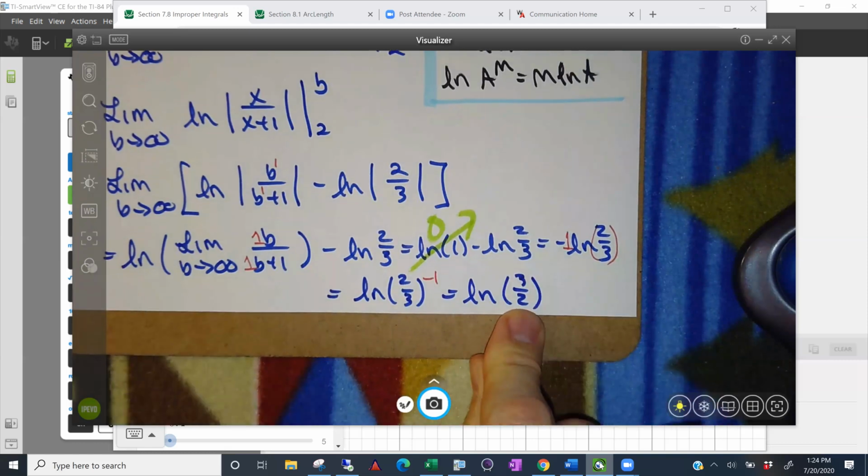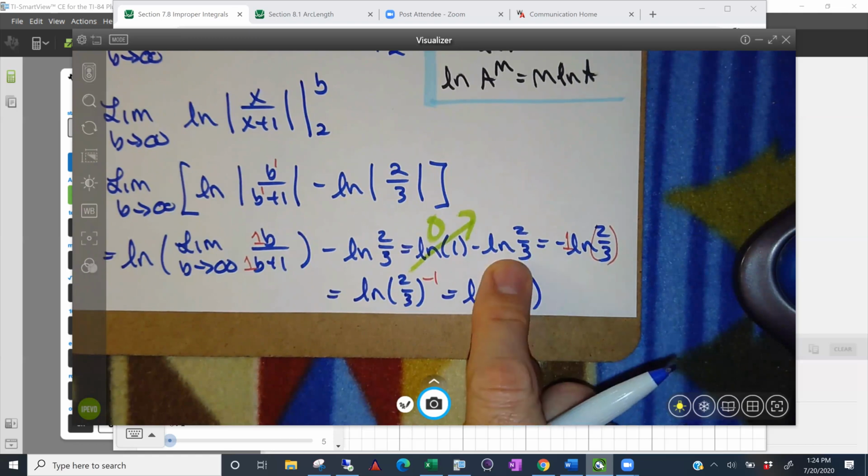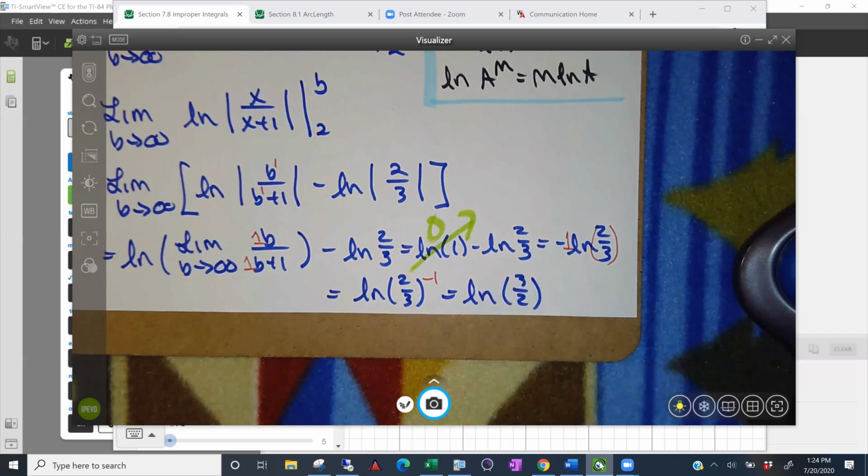My guess is that if you were to do this problem on WebAssign, they would write the answer like this. I would accept this answer. Nothing wrong with minus ln of 2/3. But one thing you should look at and realize is that you should get a positive answer.